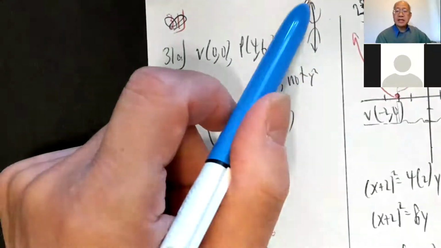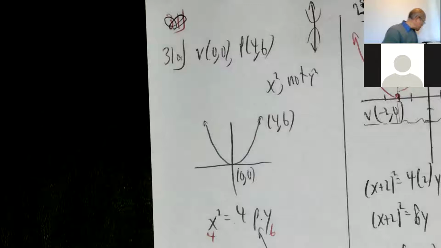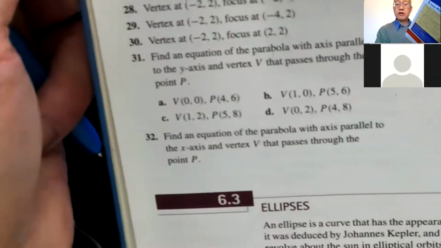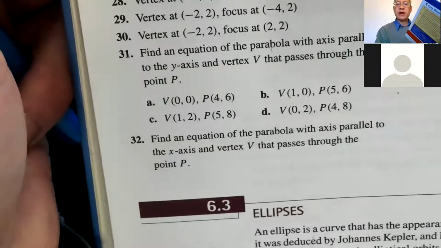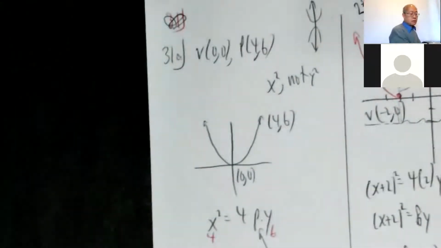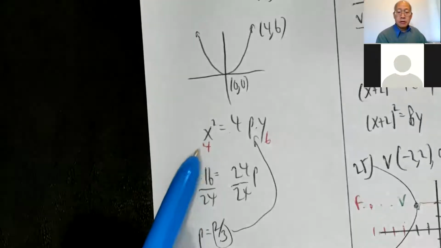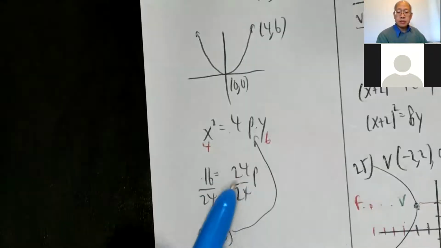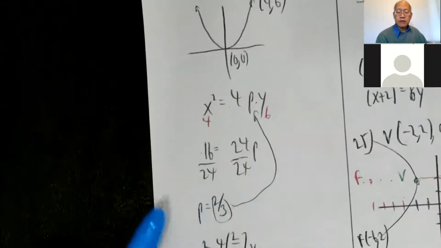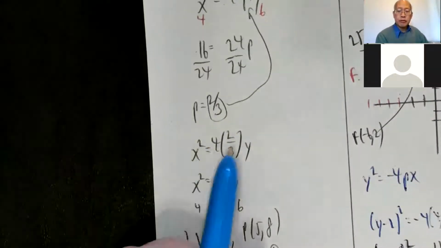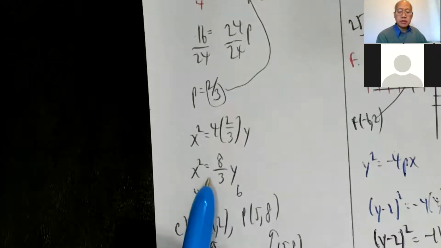Once more, the axis was parallel to the y-axis, so it's going to go either up or down. Now that it goes through 4, 6, I know it opens up. 16 equals 4 times 6, which is 24, so p is 16 divided by 24, or 2/3. Put 2/3 back in here. So x squared equals 4py, or x squared equals 8/3 y.